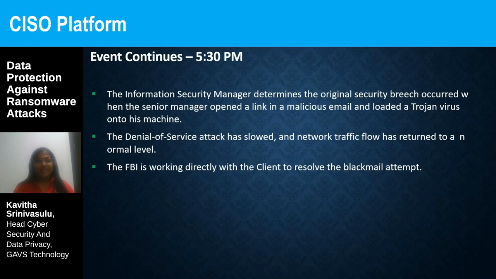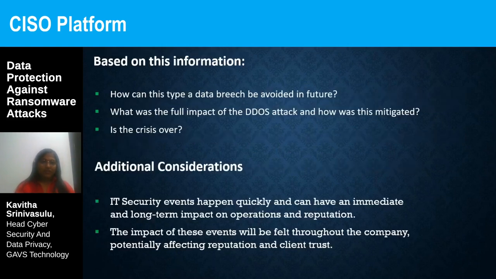It's not the same case everywhere. But for this scenario, having known where it arose from, the uploading of the Trojan, they have overcome that. And the FBI is working with the client to resolve the blackmail attempt and where it is coming from. So having that situation, we have some follow-ups here. How can this type of data breach be avoided in the future, what was the full impact of the DDoS attack, how was it mitigated, and is the crisis over? This is an important question.